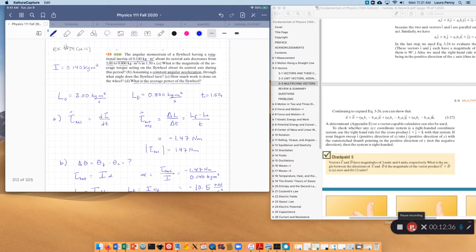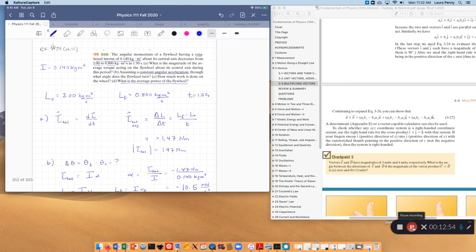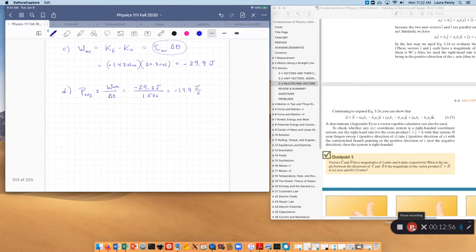So that's the energy that's coming out of the flywheel, I guess, is really what we're talking about. So I think we're going to go, I've got that we're putting in a positive here. I guess this is the work done to the wheel.